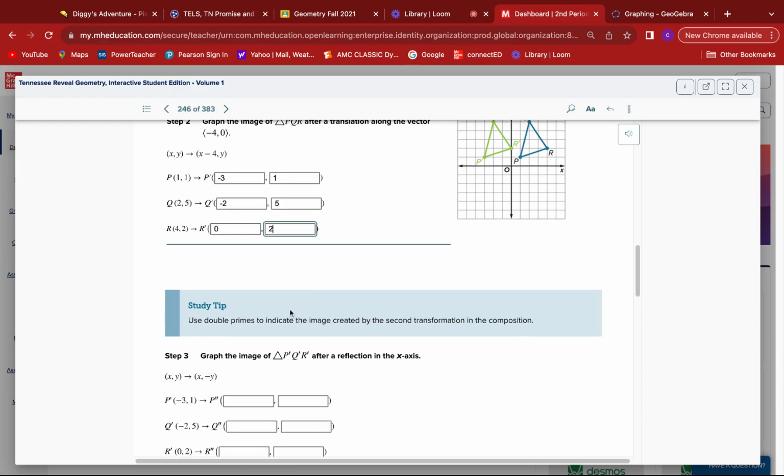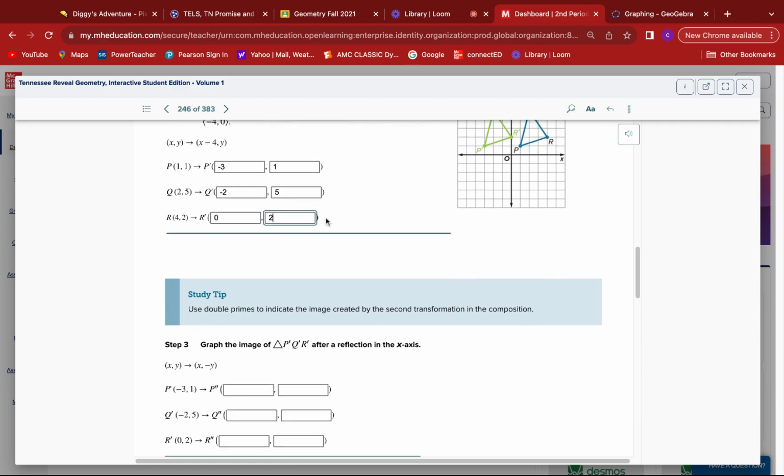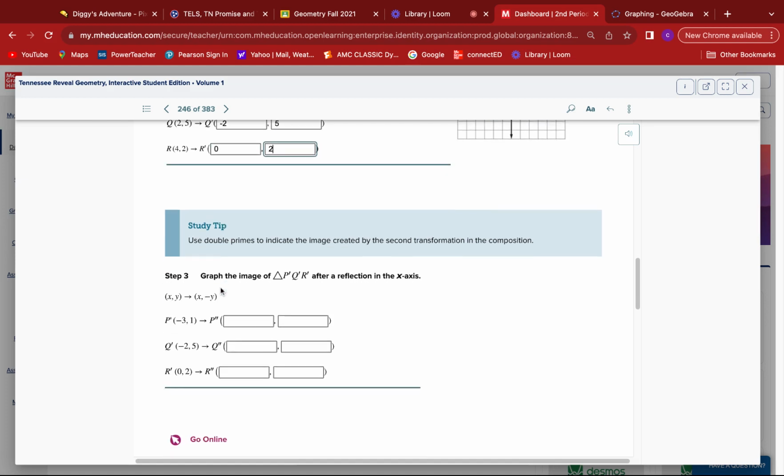All right, so it's going to change the y coordinate. Now remember, don't look back at the original. You've already done something to that. So you want to look back at these right here: the -3, 1, the -2, 5, and the 0, 2. Okay, so here they are. And we're going to change, again, the y value.